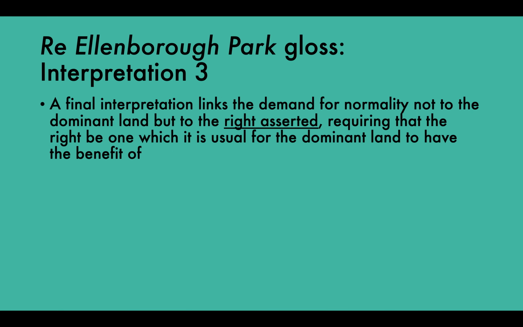And interpretation 3, a final interpretation, links the demand for normality not to the dominant land but to the right asserted, requiring that the right be one which it is useful for the dominant land to have the benefit of. For example, if I use the dominant land as ordinary residential accommodation, a right to use my neighbour's home cinema cannot accommodate the land, for it is not usual for a residential home to benefit from a home cinema. This interpretation is also problematic and seems fairly unprincipled.